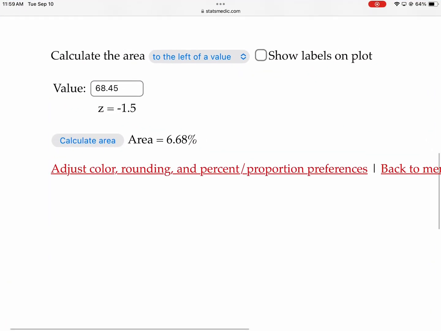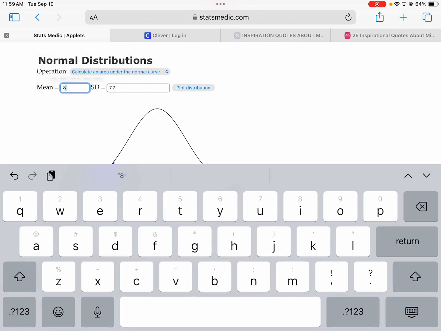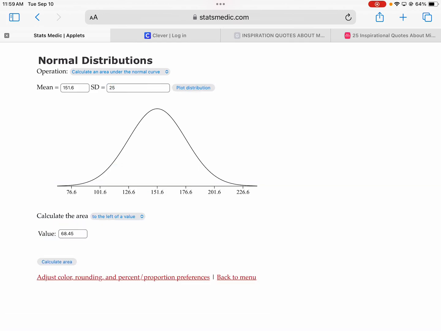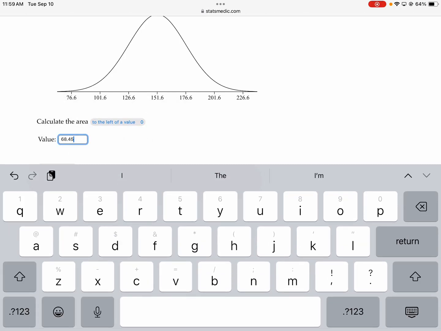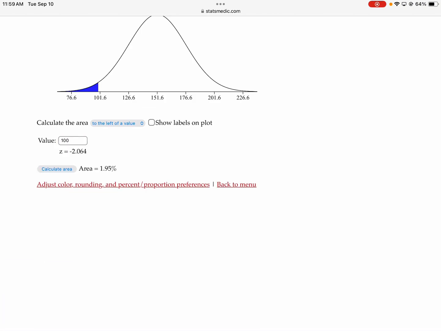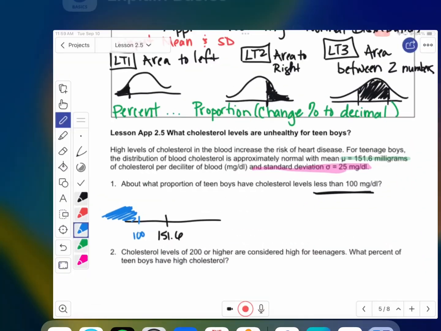So if I jump over to my applet, let's go back up here, and I'm going to change the mean. It was 151.6, and my standard deviation, 25. Okay, and we're going to plot it. So notice it changes everything for me. My menu, we said we're going to go to the left, so I want to be sure I'm on the right one. Then I'm going to change that. What was my number we were checking? 100? Okay, and calculate it. What's my percent? 1.95. It's right there. Okay, 1.95%, which is really nice.